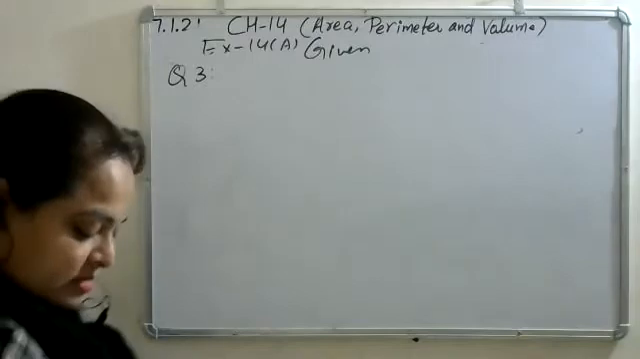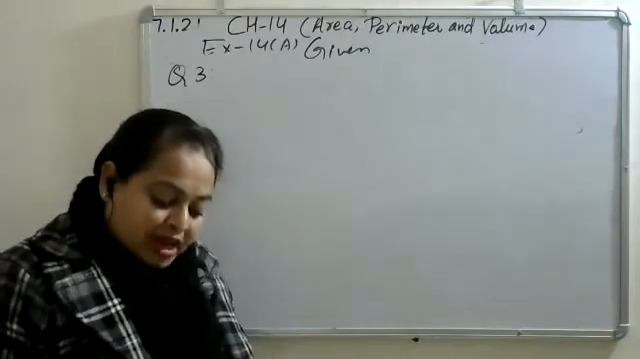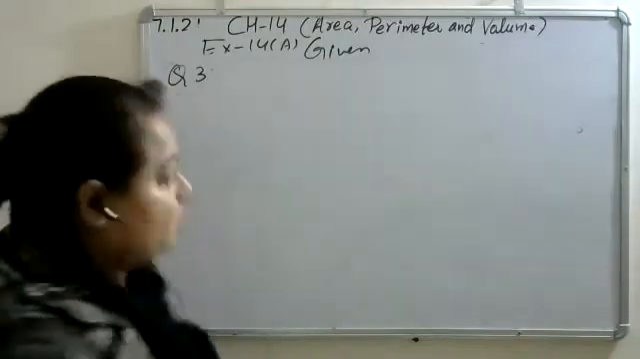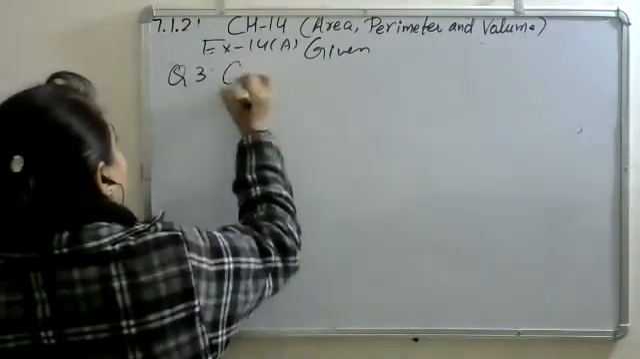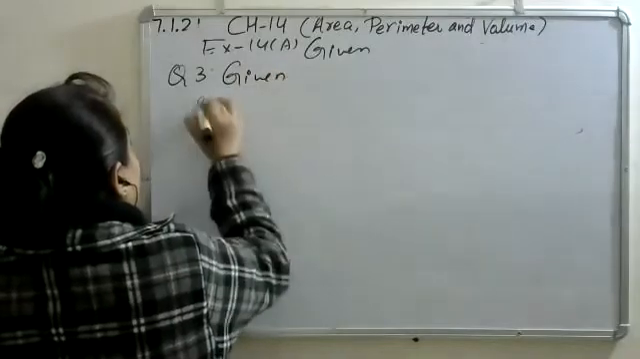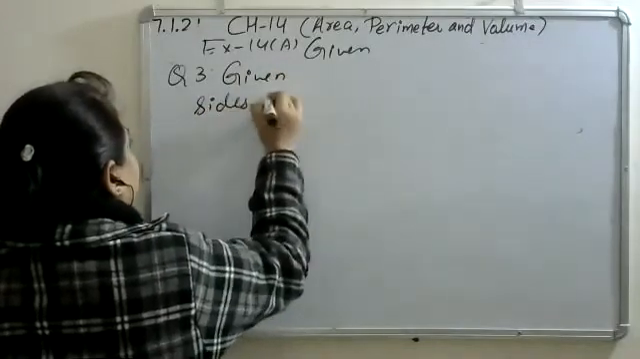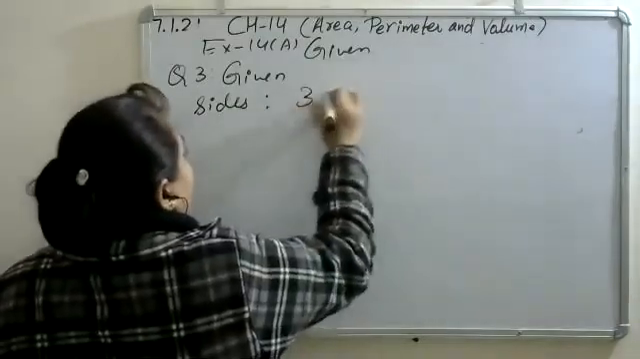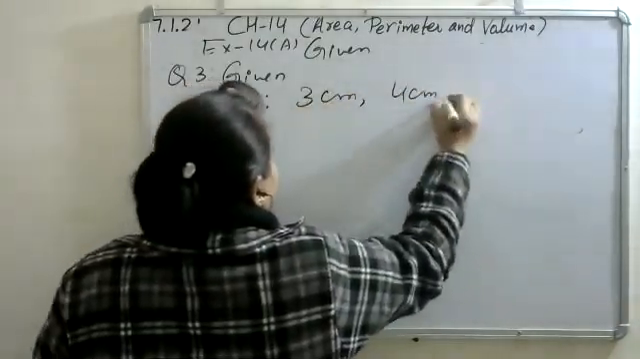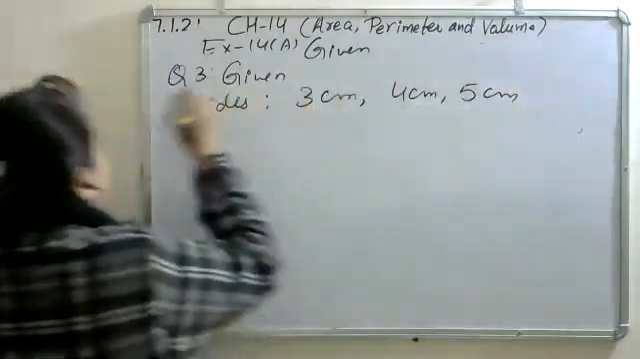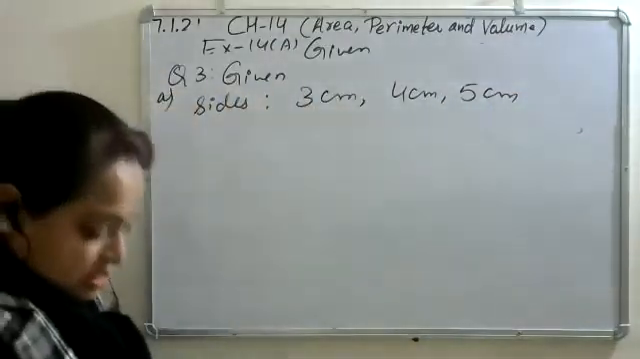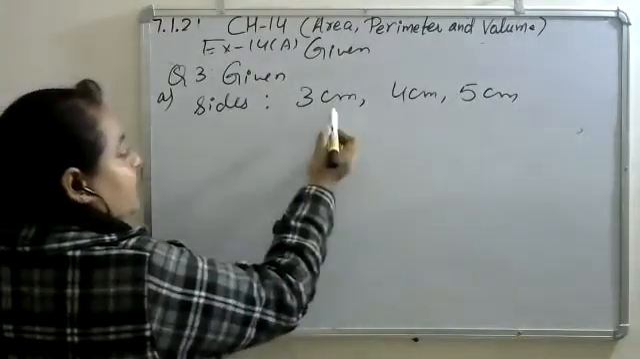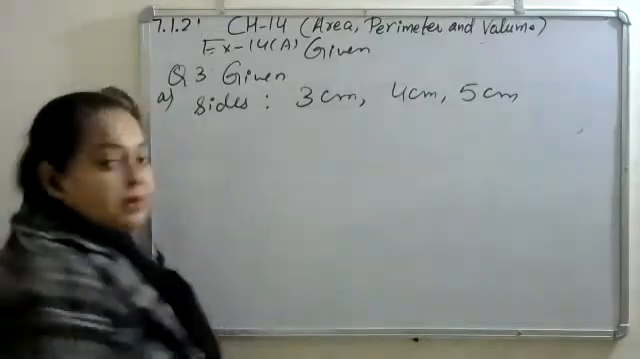Question number third is: find the perimeter of triangle whose sides are 3 centimeter, 4 centimeter, 5 centimeter. So what is given? Sides. This is A part. Sides given. So you will write like this: given sides 3 centimeter, 4 centimeter, 5 centimeter.